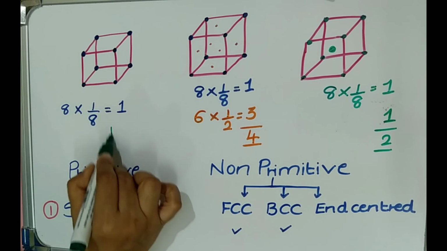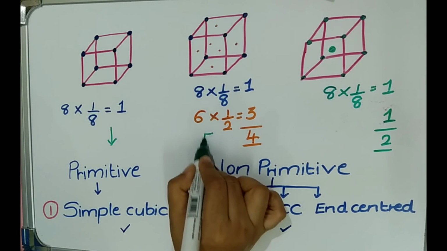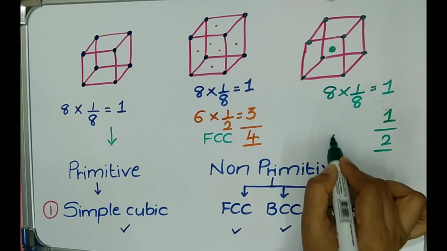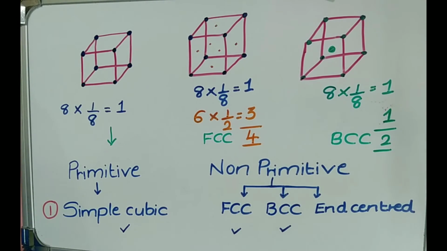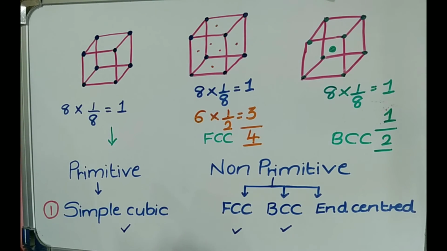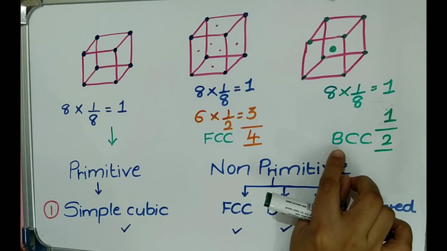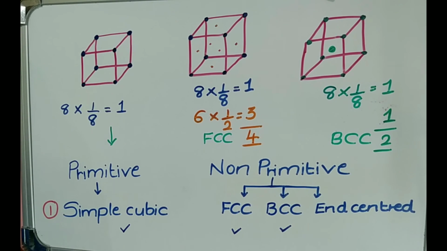So this is for simple cube. This is for FCC. This is for BCC. So you need to remember, for simple cube, the number of atoms is 1. For FCC, that is face centered cubic unit cell, the atoms are 4. And for BCC, body centered cubic unit cell, it is 2.